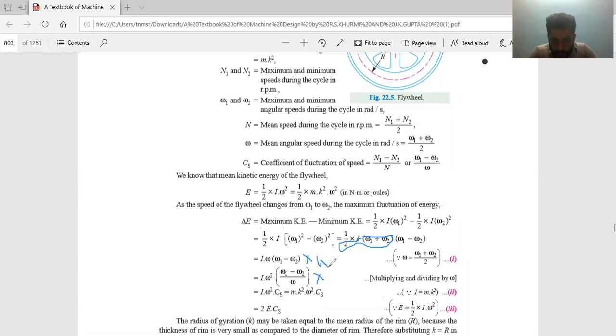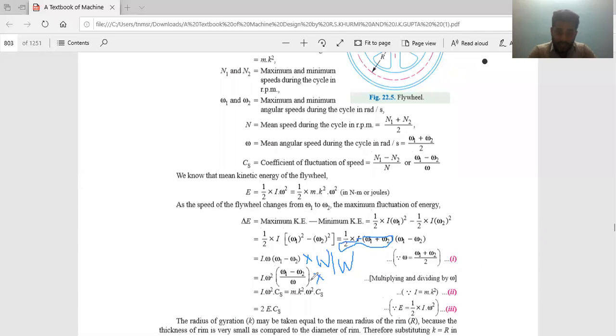Into omega by omega. That means I omega into omega is omega square into (omega 1 minus omega 2) divided by omega, which is equal to I omega square. Now what is this, omega 1 minus omega 2 by omega?